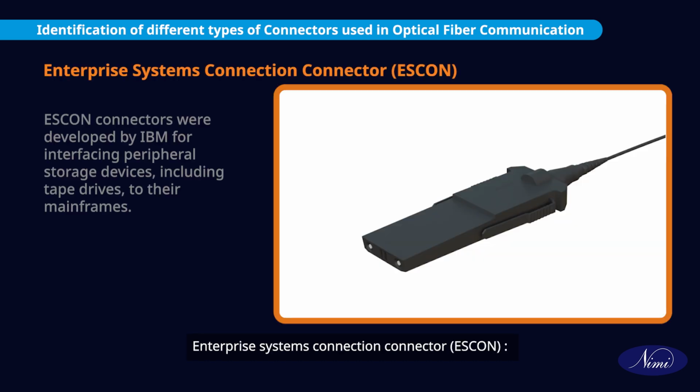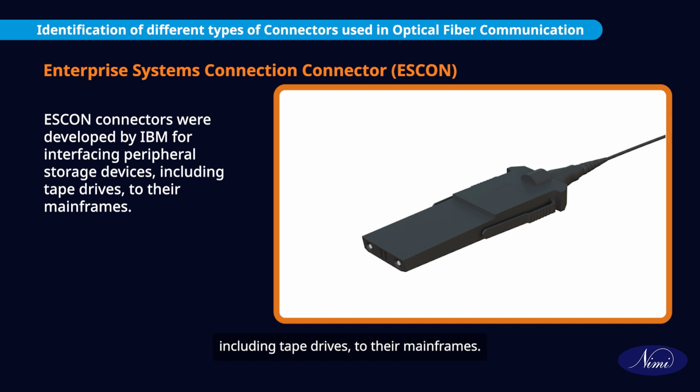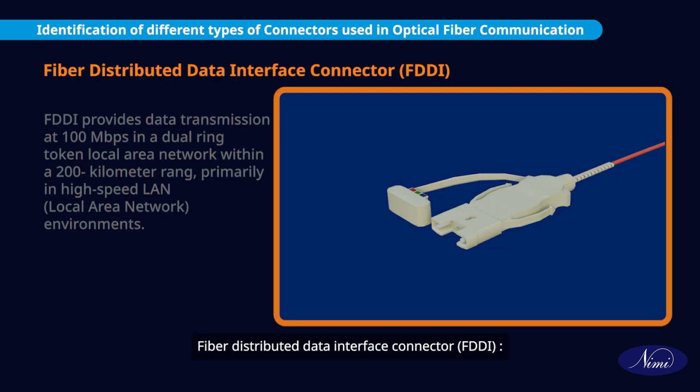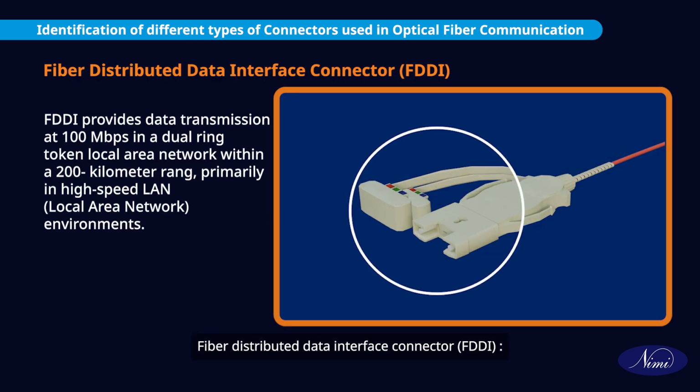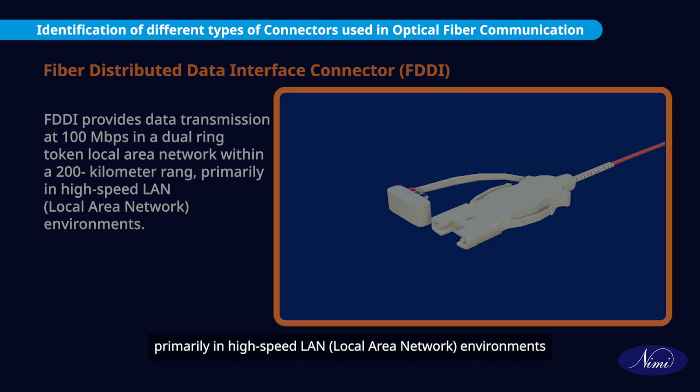Enterprise Systems Connection connector, ESCON. These connectors were developed by IBM for interfacing peripheral storage devices, including tape drives, to their mainframes. Fiber Distributed Data Interface connector, FDDI. This provides data transmission at 100 Mbps in a dual ring token local area network within a 200 km range, primarily in high-speed LAN, local area network environments.